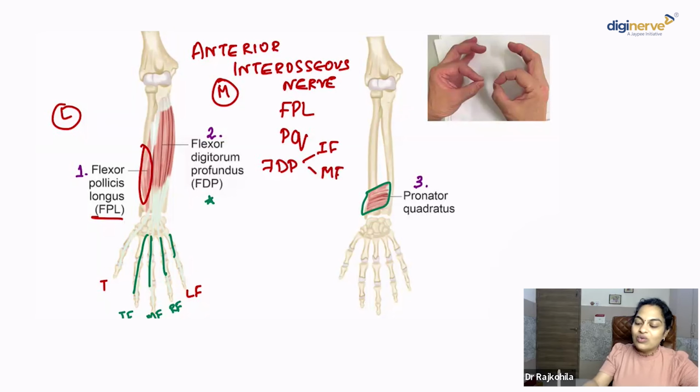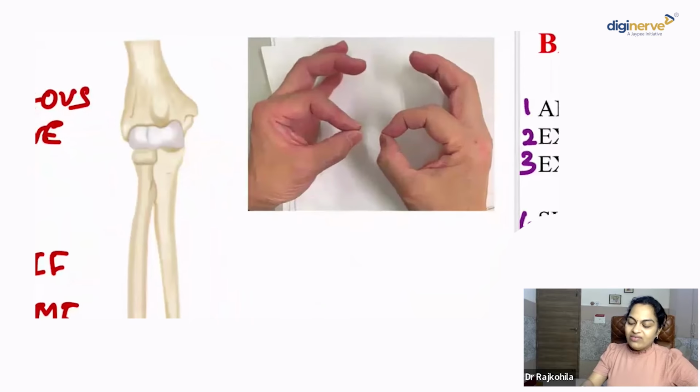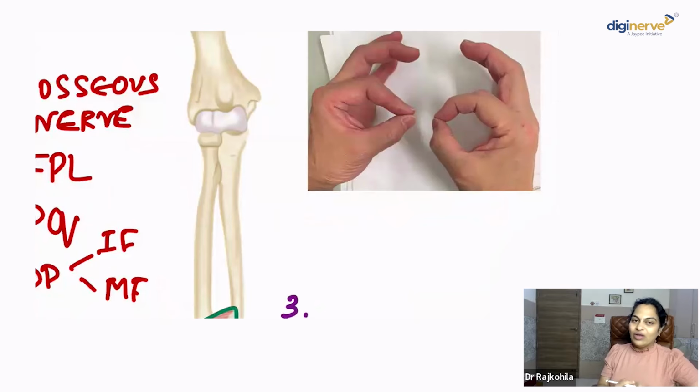What about the other two tendons? The tendon for the ring finger and the little finger, they are going to be innervated by the ulnar nerve, right? So this is again a very frequently asked question in your competitive examination. You're able to bend, flex the distal phalanx of the thumb and the distal phalanx of the index finger and make a perfect O. Yes, which means that your anterior interosseous nerve is intact.